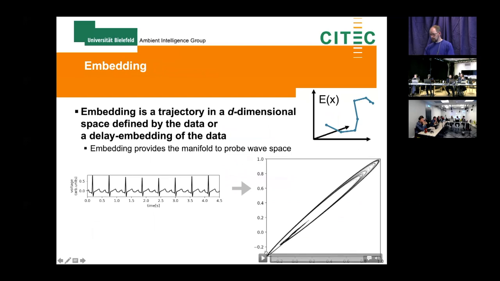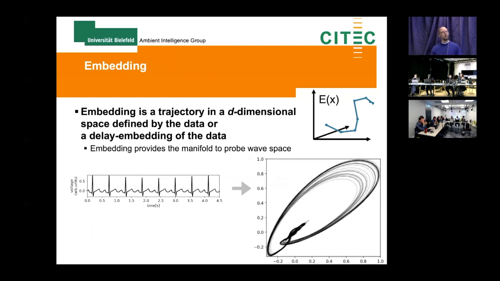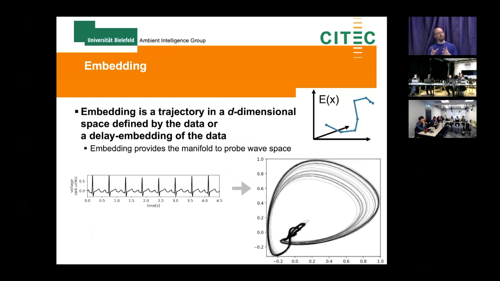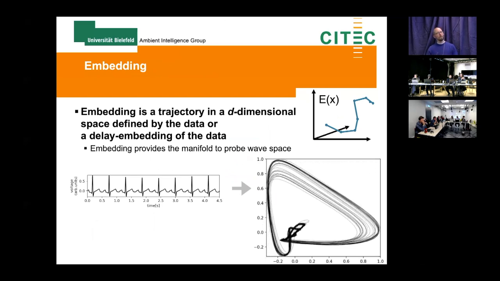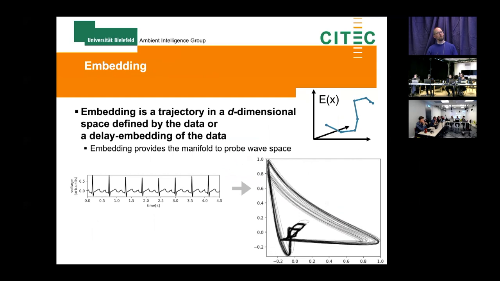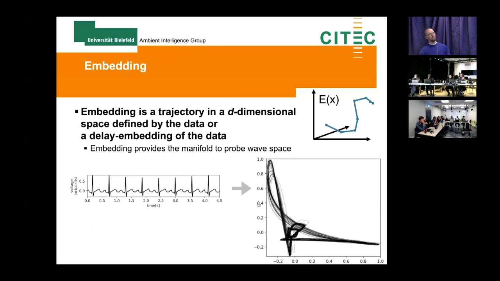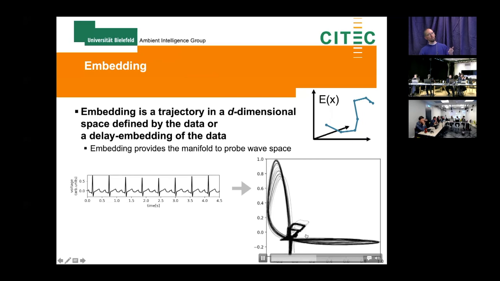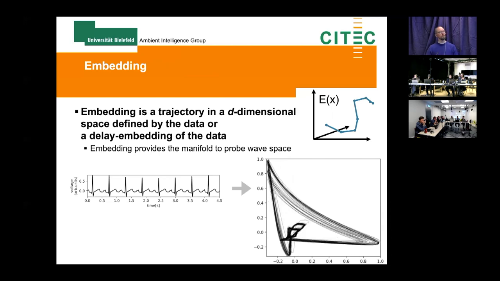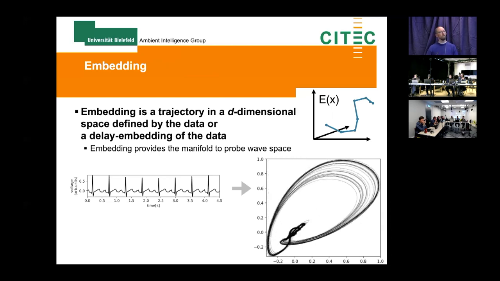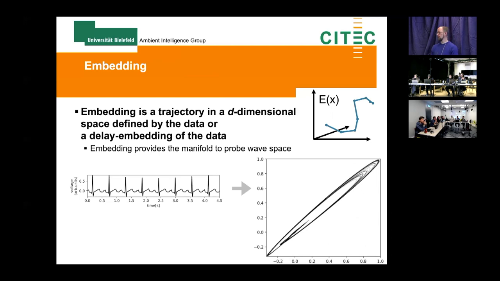This is how an ECG signal could be differently embedded. As we change our delay with embedding, we get a different structure popping up. At some delays, it looks like having a spike here and a spike here. And then here, this structure seems to be more circular. So this would be one interaction that we could do in selecting what type of embedding we would like to have by controlling the delay.